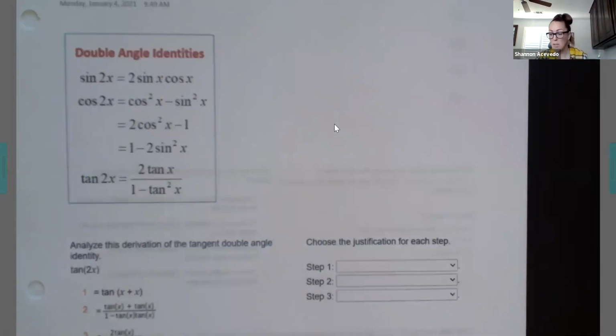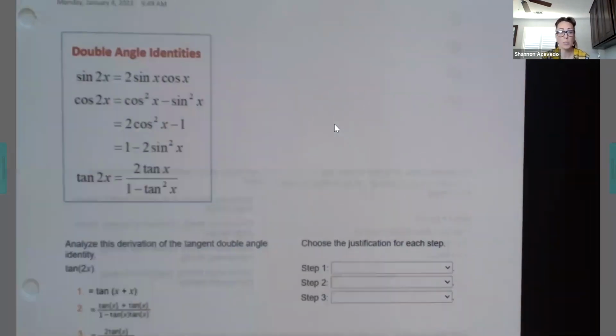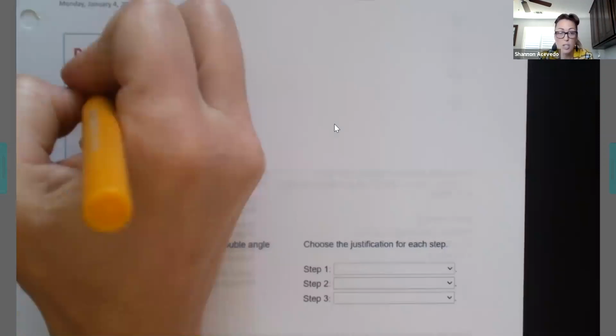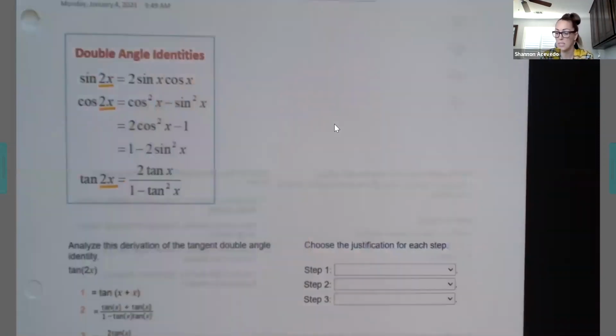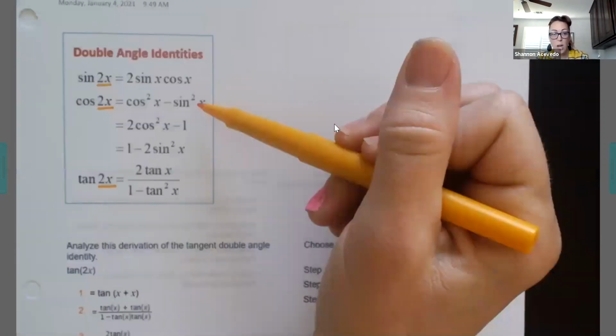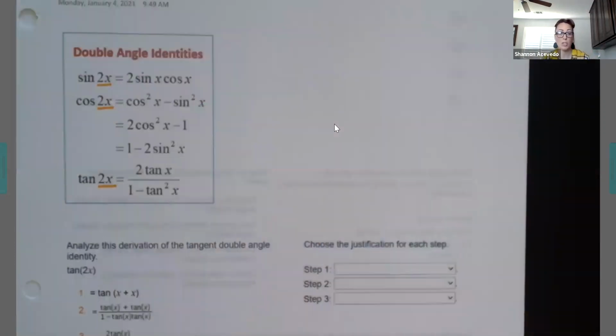So when I reference angles, it's going to be these angles right here. How do I know I'm talking about a double angle? That's going to be when you have this 2x, or 2 theta. So it's sine, cosine, or tangent of a 2 theta or a 2x, whatever the variable might be. Also note on cosine, you have 3 different options.